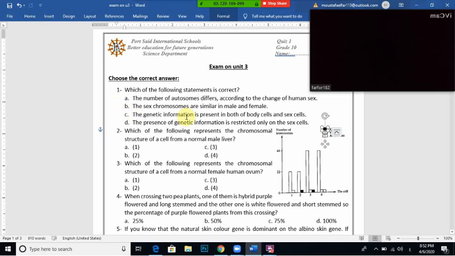The genetic information is present in both body cells and sex cells, and this statement is correct because the genetic information is truly present inside the somatic cells and sex cells. So the answer to number one is number two.